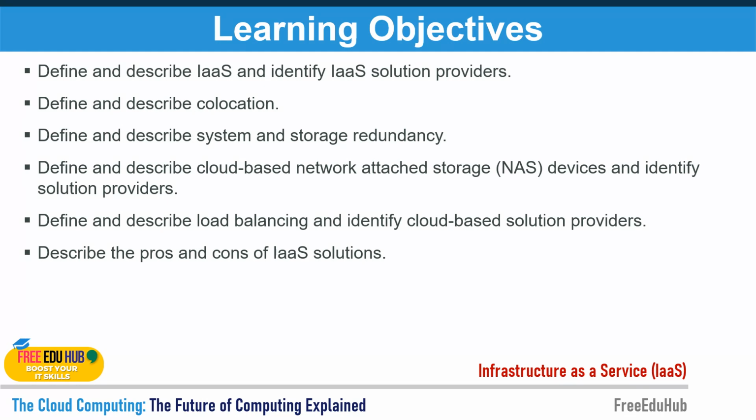Then we'll define and describe cloud-based network attached storage. Network attached storage is available in offices also. You might have seen it, it is used for backup and things, but the same kind of storage devices are available in the cloud, which are used for your backup and stuff. Then we'll define and describe load balancing and identify the cloud-based solution providers. How does it work and how can we get it? Then we'll describe some of the advantages and disadvantages of infrastructure as a service solutions.